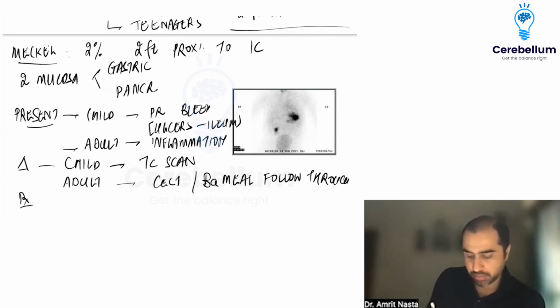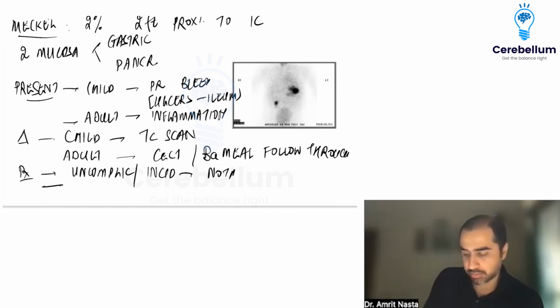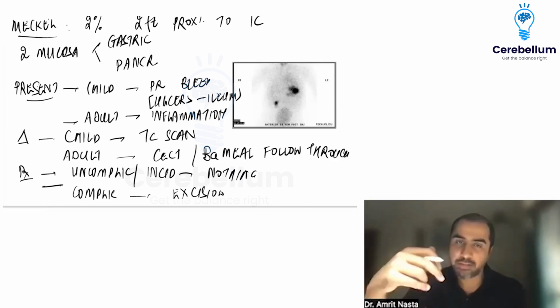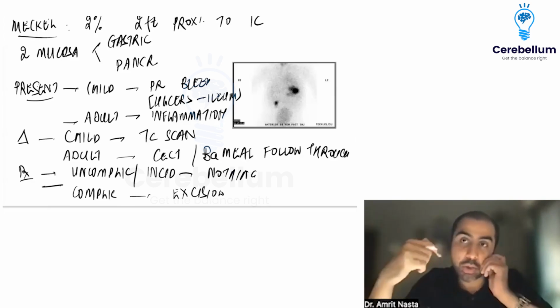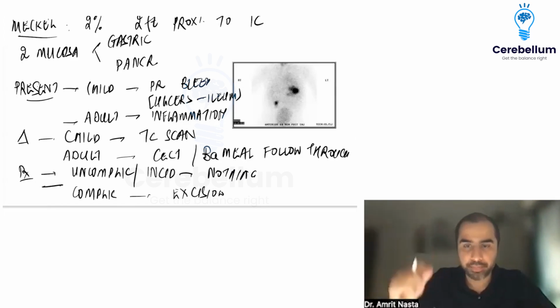And the treatment, again there are 2 types of treatments. If it is uncomplicated, found during surgery, incidental, then you will do nothing. Leave it. And if it is complicated, causing any problem, you will do excision. Right? So if the person presented with Meckel's diverticulitis, you will do excision. Okay? That is also called as diverticulitis.